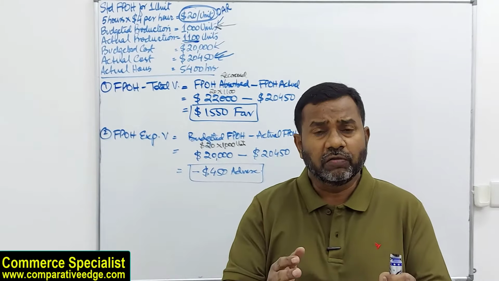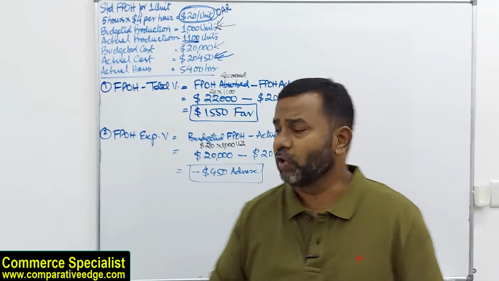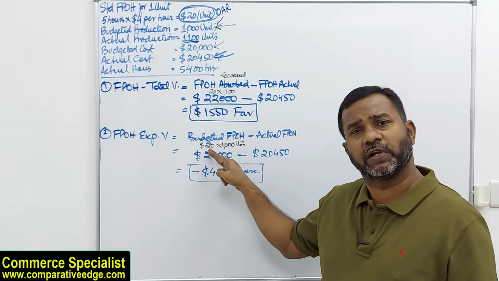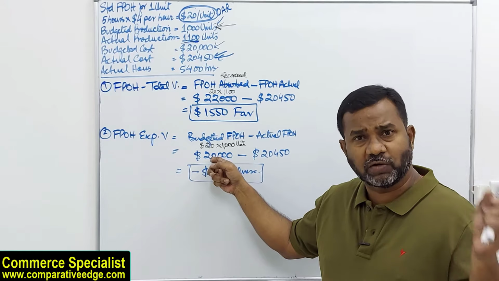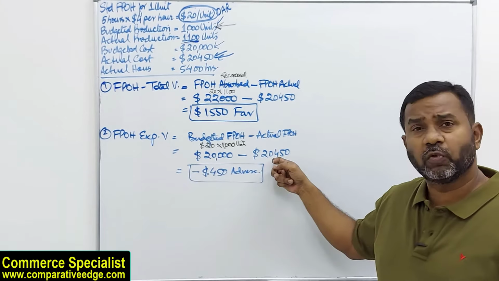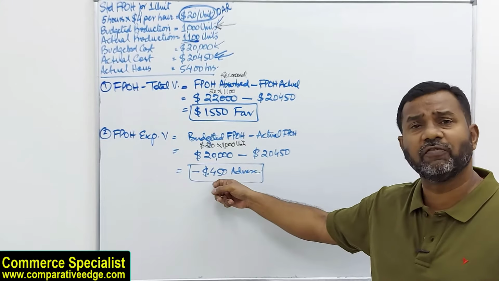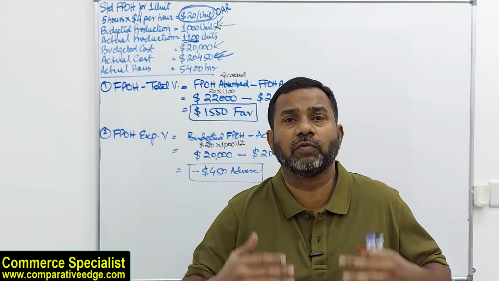The second variance shows what if everything had gone as per plan, as per budget. So our budget was that we will sell 1,000 units and we charge customers $20 for rent. So we would have received 20,000 as per the original plan. But in reality, the rent was more. So had you made only 1,000 units, you would have lost 450, which means $450 worth of rent you had to pay from your own pocket.